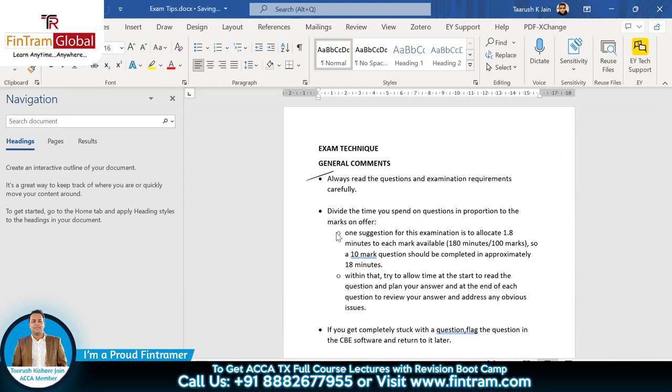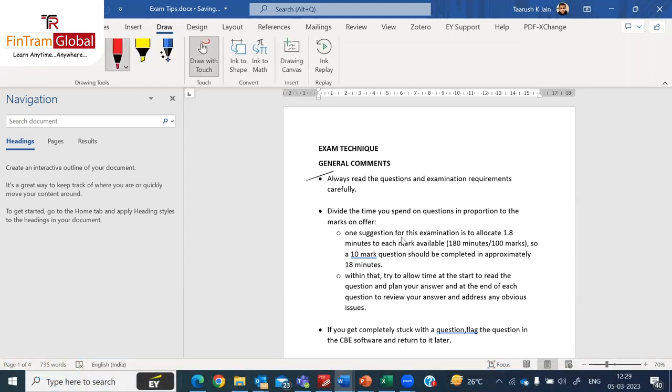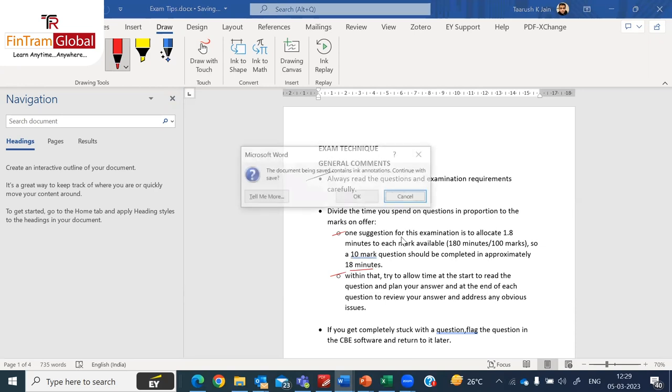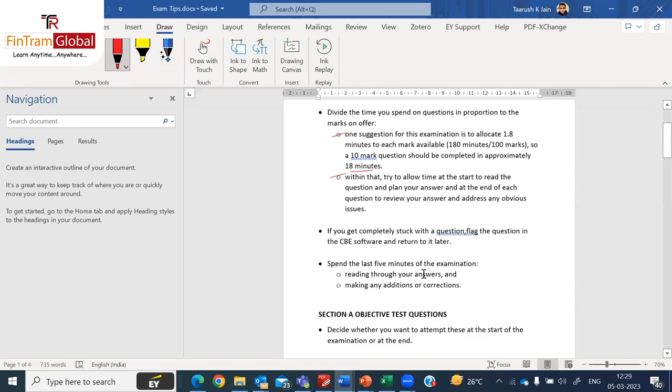So in ACCA, we suggest that you divide the paper as 1.8 minutes to each mark available. There are 180 minutes and 100 marks. So 1.8 minutes per mark. So a 10 mark question should take you 18 minutes. And within that, you should read it, plan your answer, and then do the workings.